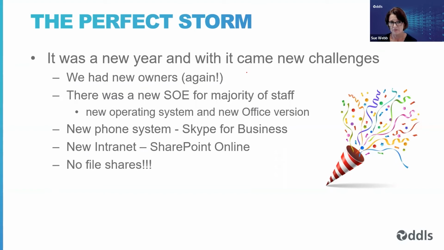And in that standard operating environment was a new operating system and a new version of Office. So for most people, they went from Windows 7 to Windows 10, and they went from Office 2013 to 2016, it was at the time. There was a new phone system, which was Skype for Business. So the phones on the desks were gone. We'd gone from phones on the desks to soft phones. We had a new intranet, which was SharePoint Online, and the file shares were gone.